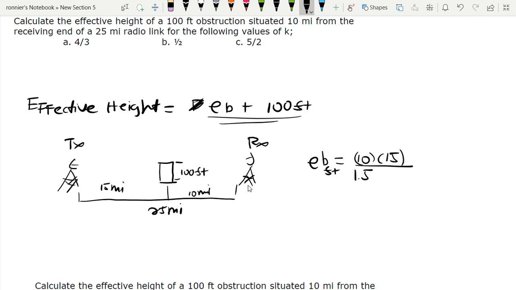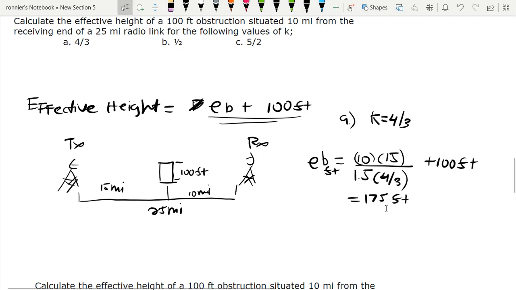Yung K is letter A. Yung letter A is K is equals to 4/3. So, 4/3. Okay, plus 100 feet. So, equals 10 times 15 divided by 1.5 times 4/3 plus 100. So, 175 feet. Sana tama itong aking sagot. 175 feet.